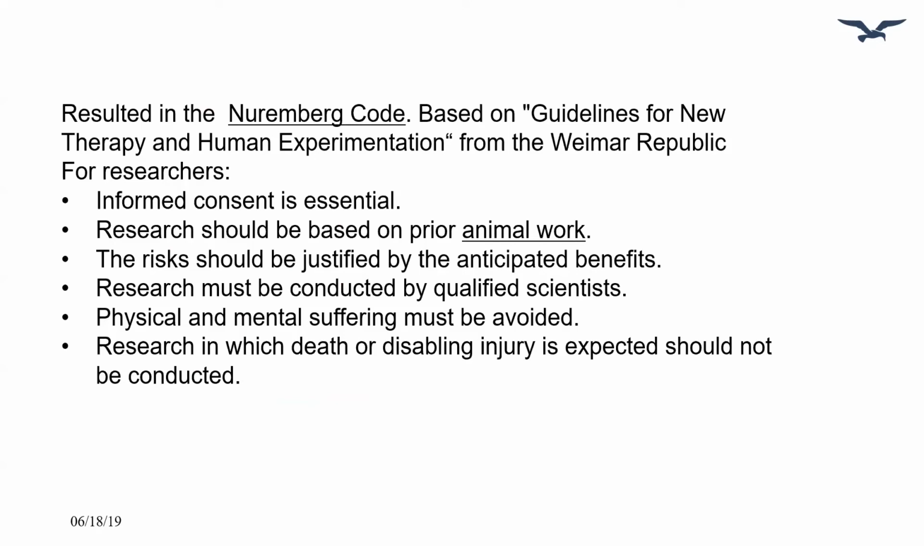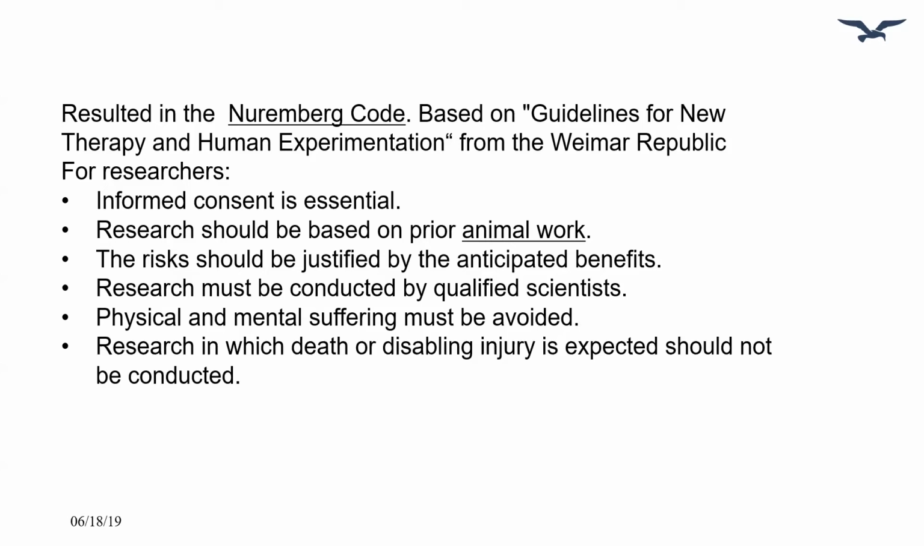As a result of the doctors' trial, the Nuremberg Code happened. And here's a small list of what they thought you had to do. Informed consent is essential. Research should always be based on prior animal work. You can't just start out with humans. Risks should be justified by benefits. Research should be done by qualified scientists, surprise.